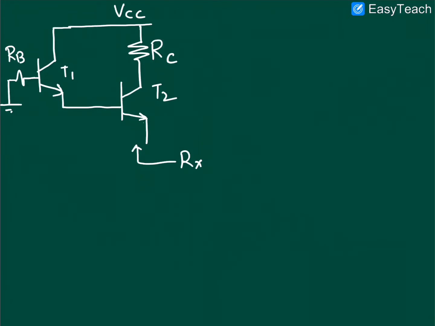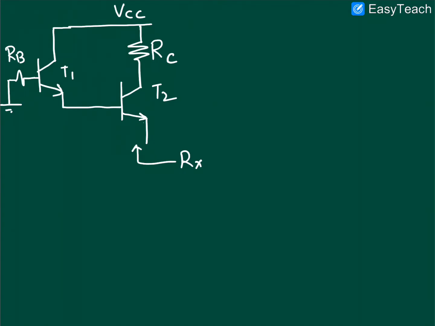Hello friends. This question is given, and you have to find the value of Rx. Let us assume transistors T1 and T2 are identical. So you can apply some external voltage and find the value of Rx by measuring the voltage and current, that is, the ratio V by I.